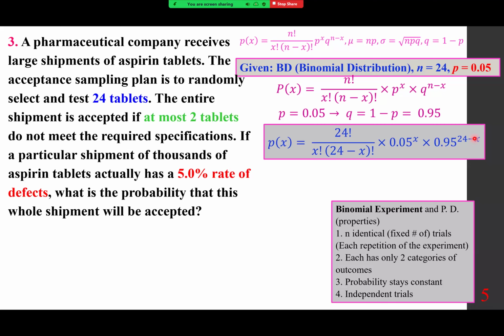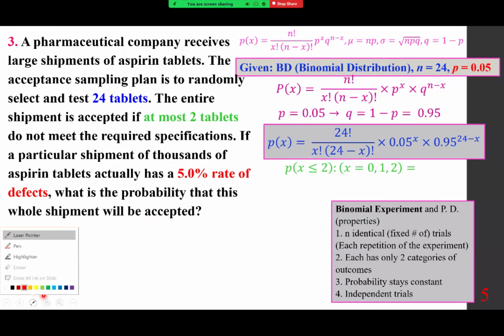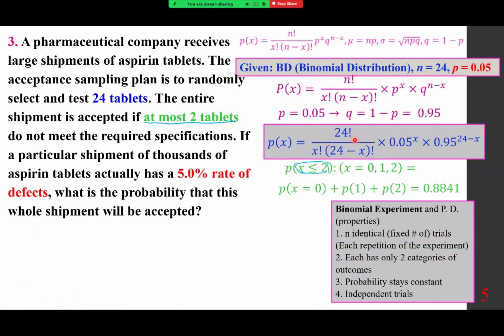Going back to the question, what is the probability that this whole shipment will be accepted? Remember, the entire shipment is accepted if at most 2 tablets do not meet the required specifications. So probability of x less than or equal to 2. At most 2. Which means into this formula, we replace the x with 0, then 1, then 2, and we add them up. We want probability of x equals 0 plus probability of x equals 1 plus probability of x equals 2. You could do it by hand. It is doable, and you come up with the answer.